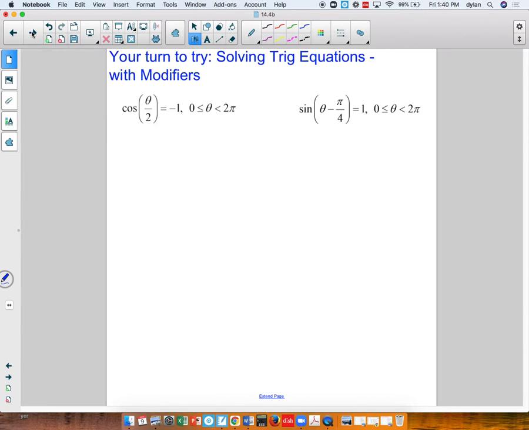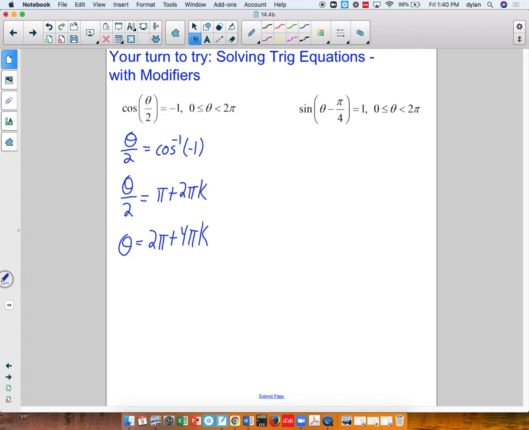All right, so for the first one here, I would take the cosine inverse of both sides. So I'd have theta over 2 equals the cosine inverse of -1. And so now the cosine inverse of -1 is pi. So I'd have theta over 2 equals pi plus 2 pi k. And then we're going to multiply through by 2. So we'd end up with theta equals 2 pi plus 4 pi k.